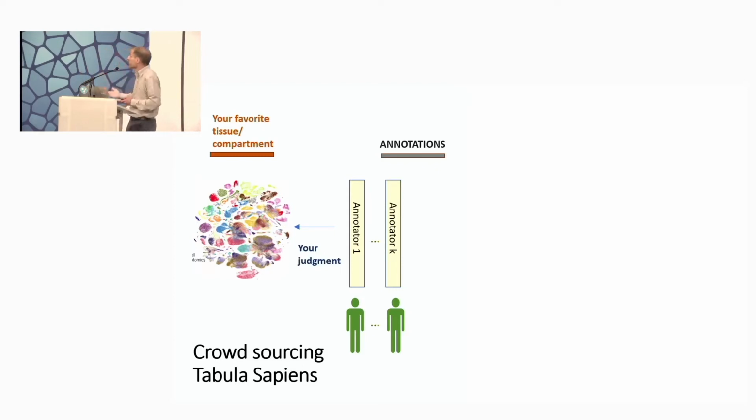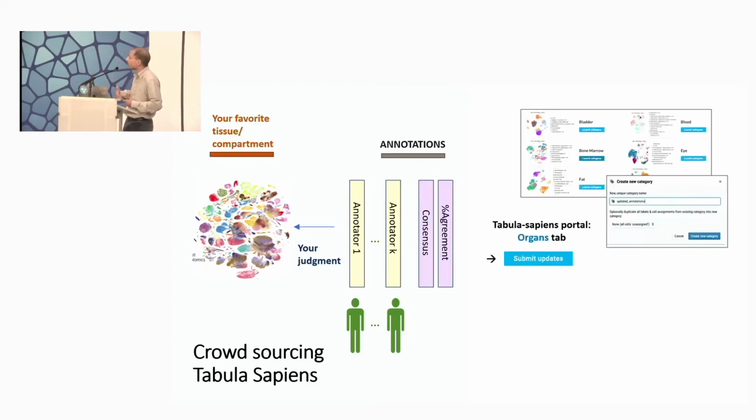We have some infrastructure for people to upload their own annotations to us, again through Cell by Gene, through the annotation tab in Cell by Gene. This is all available on the Tabula Sapiens website. It can be done online or offline, where the data exists on Figshare.